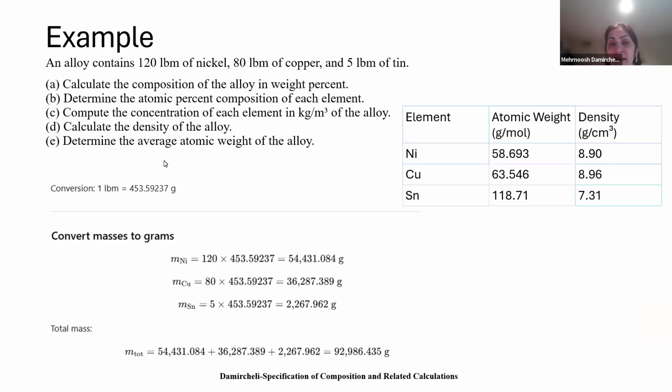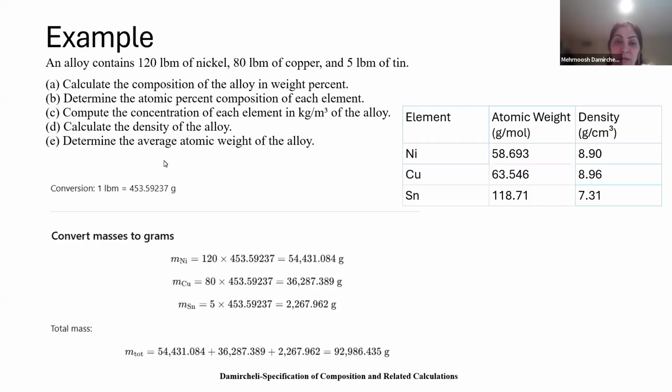Okay, here you see the example. We have one alloy that contains three elements. The first one is nickel, 120 pound mass. The second one, 80 lbm of copper. And the third one, tin or Sn, 5 lbm. At first, we have been asked to calculate the composition of the alloy in weight percent. The second one, the atomic percent composition for each element. The third one, the concentration of each element.